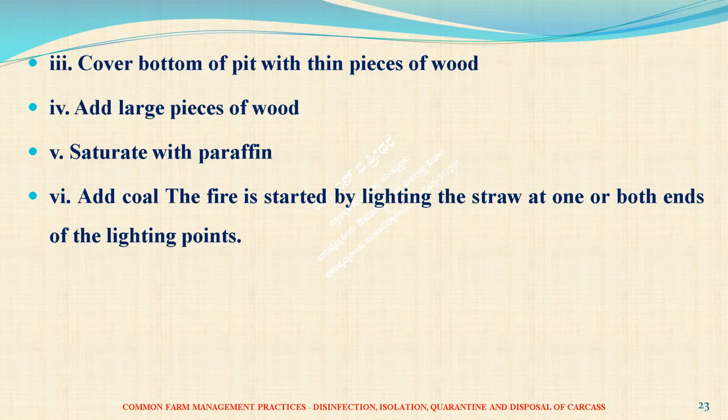So whenever the carcass is put in a pit, it should be fired by putting a lot of wood pieces over it and pouring paraffin. Sometimes coal should be added for additional burning effect. Then both ends of the straw, which are adjacent to the carcass, should be set on fire at the lighting points.